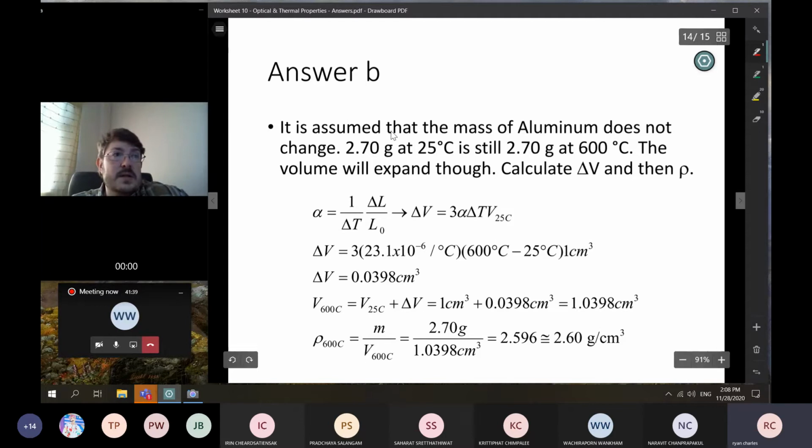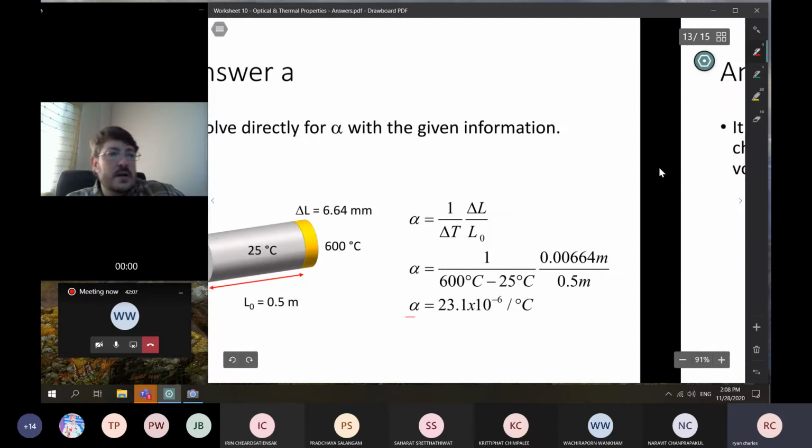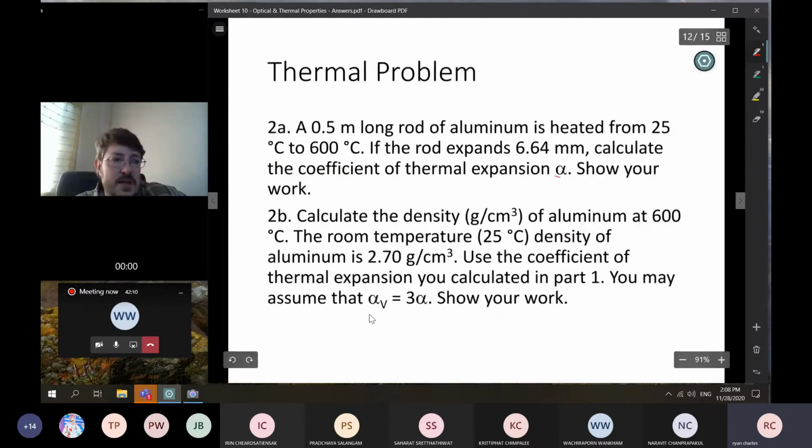All right. Now, it's assumed that the mass of aluminum does not change. 2.7 grams of aluminum at 25 degrees Celsius is still 2.7 grams of aluminum at 600 degrees Celsius, right? That might be an assumption we make. The volume does expand though, right? So calculate delta V, and you can use that to calculate the density. Now, we know the density should be lower. I said here, you can assume that alpha V, volumetric thermal expansion, is 3 times linear expansion. That's a common approximation.